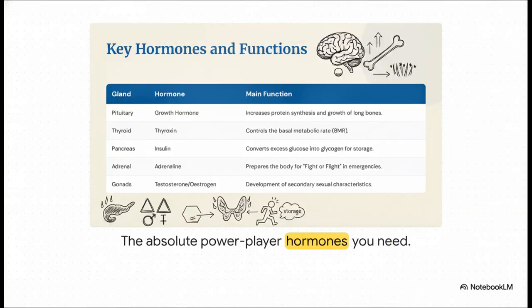There are several absolute power player hormones you definitely need to know here. For instance, the pituitary gland produces growth hormone, which increases protein synthesis and makes your long bones grow. Then you've got the pancreas, which produces insulin. Insulin does this incredible job of converting excess glucose into glycogen so your body can store it. We also absolutely can't ignore the adrenal gland, which releases adrenaline to prep your body for sudden fight-or-flight emergencies. And finally, you have thyroxine, which controls your metabolic rate, alongside testosterone and estrogen, handling your secondary sexual characteristics.